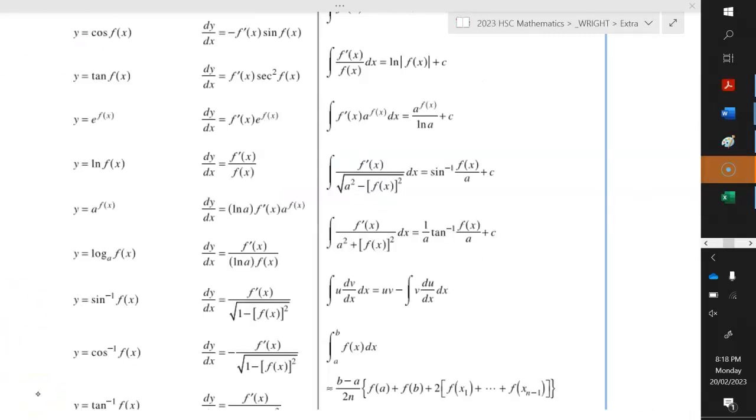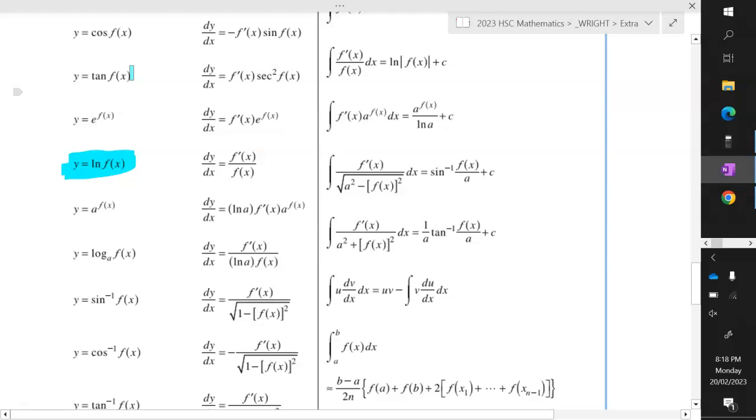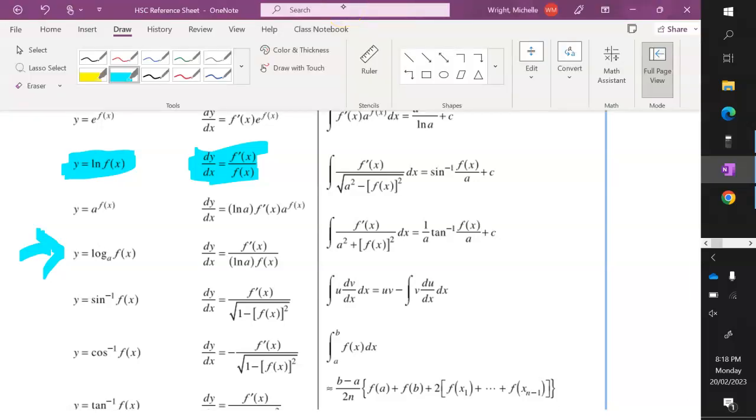Okay, so I've just jumped over to the HSC formula sheet, and what you will find is that we have that on our HSC formula sheet. So when y is ln of f of x, so when y is log of base e of f of x, our derivative is the derivative on the function. So we've got that given to us there. Not to be confused with this one here, which we will also have a look at soon. But the derivative on the function. Let's jump back in and see what else we need to do.